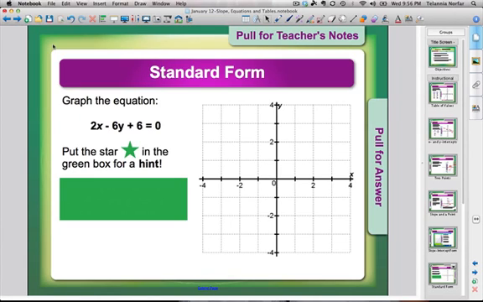Last but not least, our hardest one. We have to graph the equation 2x minus 6y plus 6 equals 0. But we have a hint. Let's pull the star down to the green box to look at our hint.